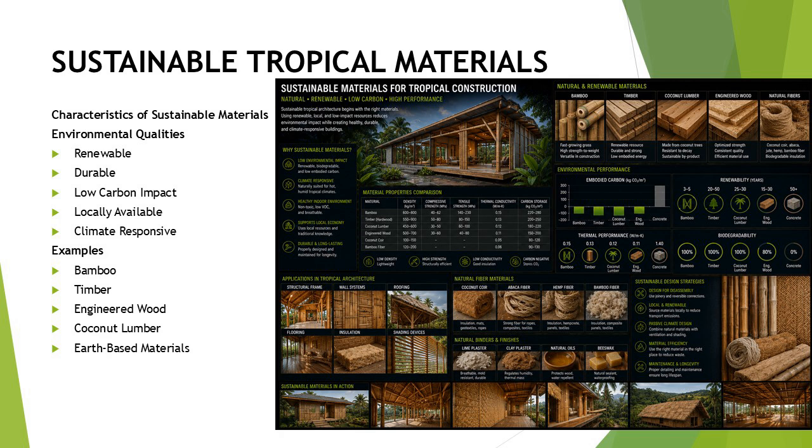Bamboo is one excellent example. Its rapid growth rate makes it highly renewable. Engineered timber systems are another important development. These technologies allow architects to create sophisticated structures while reducing embodied carbon. Material selection should therefore be viewed as an environmental decision rather than simply a design preference.